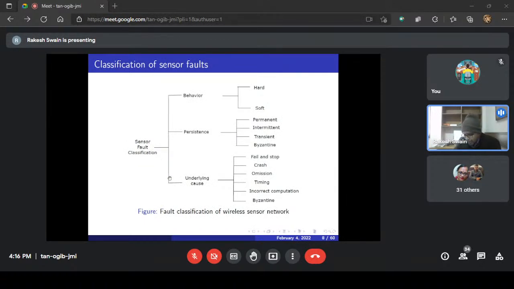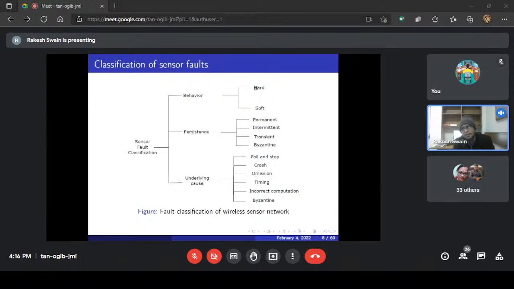Then as we go here, the classification of the fault. Basically for the sensor network, here in the taxonomy I have given the classification of sensor faults, basically for the wireless sensor network. In general, the classification depends on three ways: one is the behavior, another is the persistence, and another is the underlying causes, the special causes. In general, according to the behavior, the faults are classified as hard and soft. I'll explain what hard and soft are.